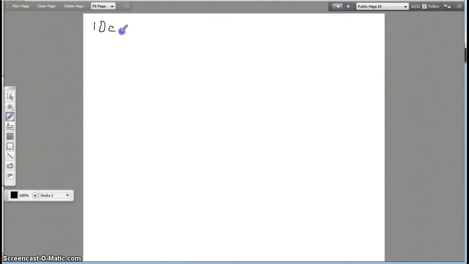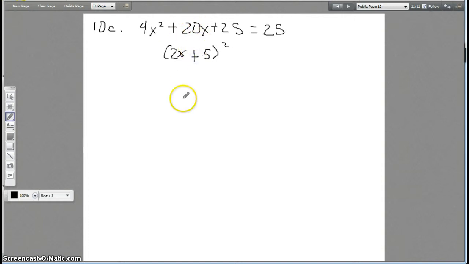Number 10, part C, is 4x squared plus 20x plus 25 is equal to 25. So we know that this left side is a square. So I'm going to go ahead and write a binomial squared. We need to take the square root of our first term. The square root of 4x squared is 2x. The square root of our last term, 25, is 5. And our sign in the middle is going to be positive because our middle term is positive.